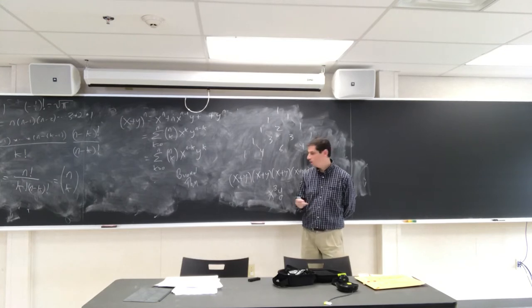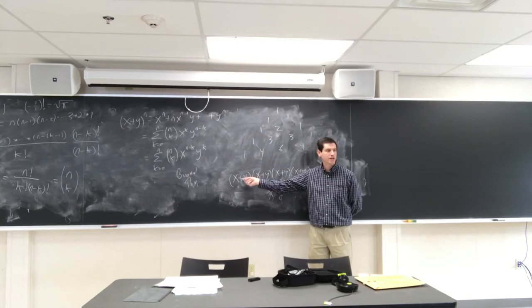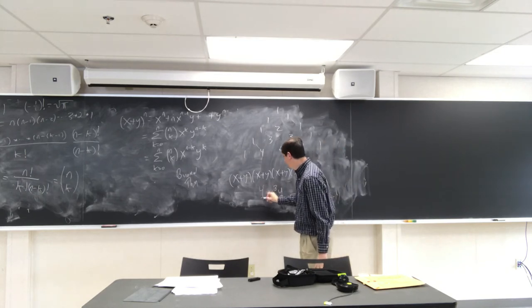How would I get a term that's x cubed y? I would have to choose x 3 times and y once. So for each factor, I choose x or y, choose x or y, choose x or y, choose x or y. How many ways, if I have 4 factors, can I choose 3 of the 4 factors to be x? So I have 4 factors, and I want 3 of the 4 to be x. How many ways are there to do that? 4. It's 4, and in terms of binomial coefficients, it's 4 choose 3.